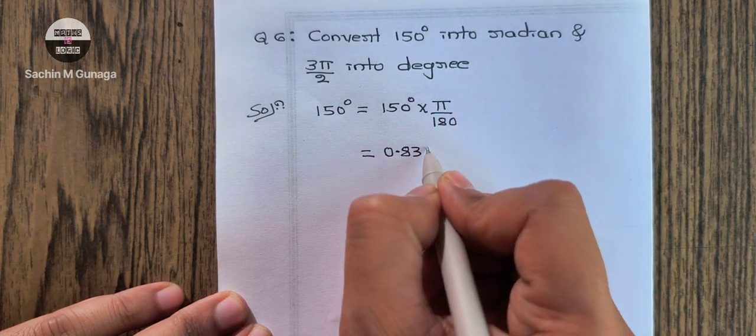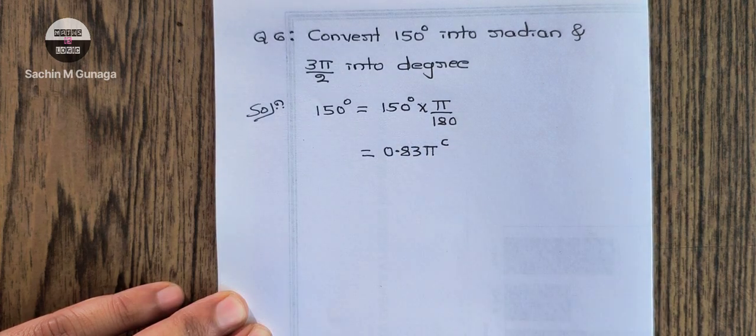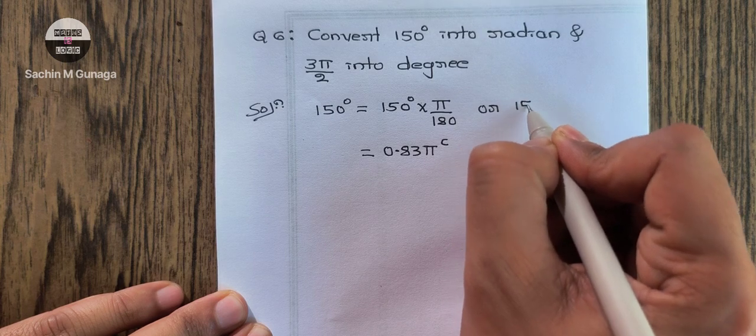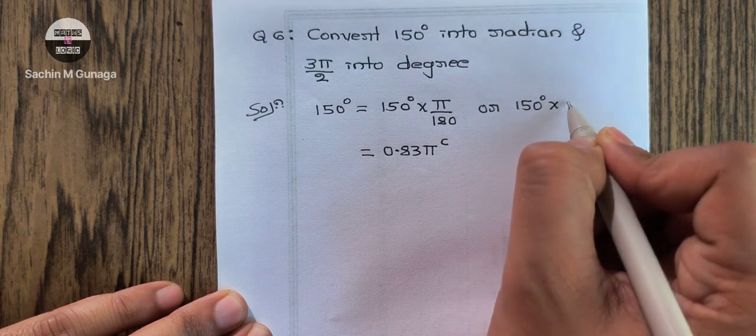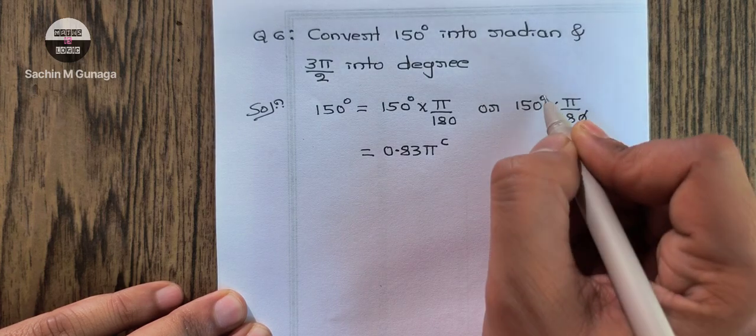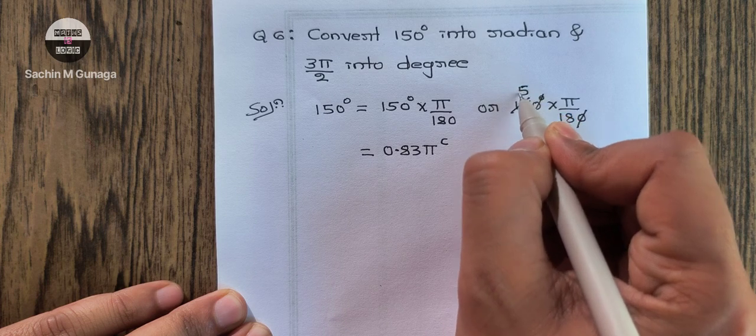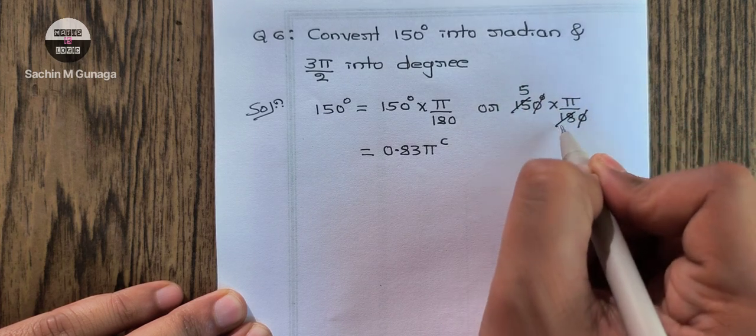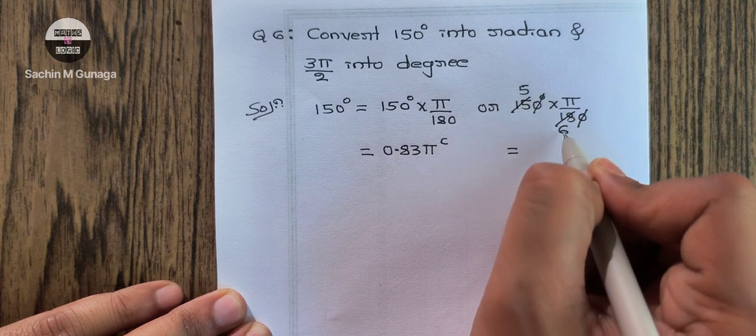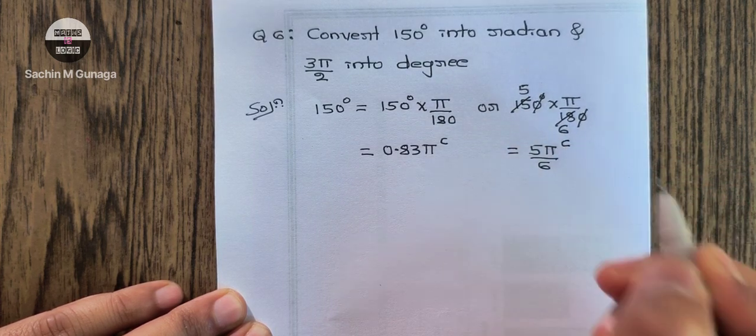Next, this pi we will keep as it is, so automatically it will convert to what here? Degree. Otherwise, 150 degree, if we multiply with pi divided by 180, here we can cancel 0 and 0. So here 3 5 is a 15, next 3 6 the 18. So which is equals to, what is the remaining value here? 5 pi divided by 6. 5 pi divided by 6. So this is radian.